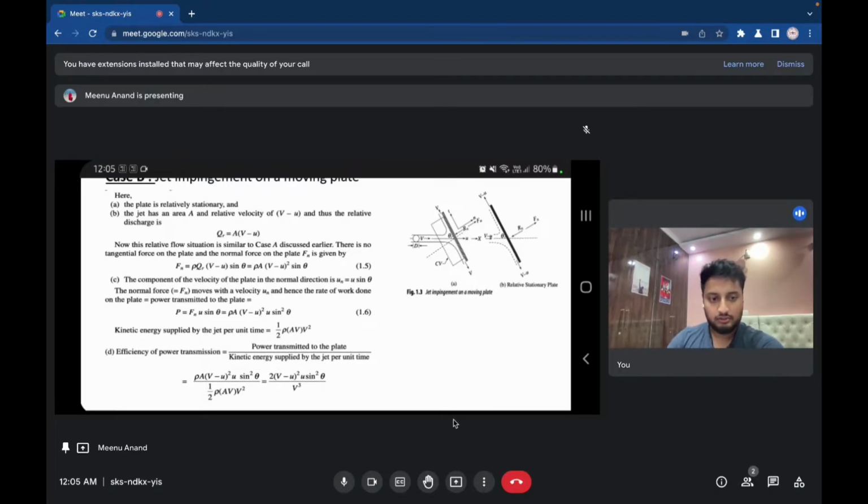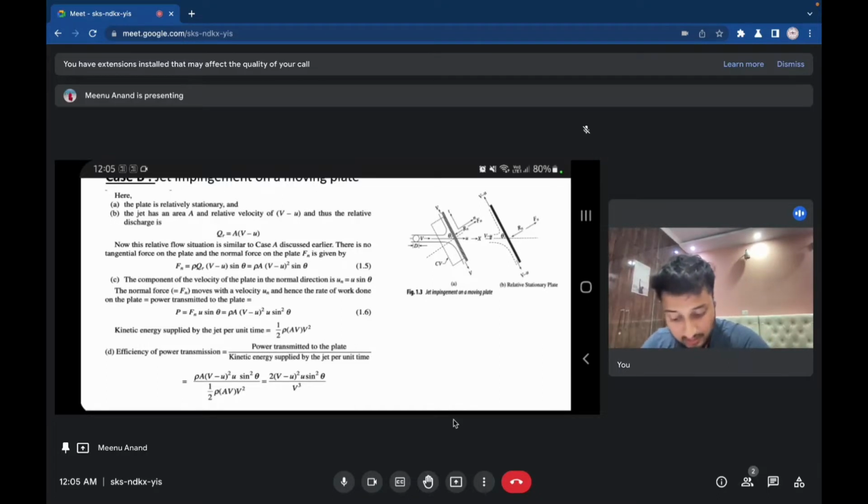Also, the component of the velocity of the plate in the normal direction is un = u sin θ. Now, the normal force Fn moves with the velocity un, and hence the rate of work done on the plate is equal to power transmitted to the plate. P = Fn u sin θ, which is equal to ρ a (v − u)² u sin²θ. Now, the kinetic energy is supplied by the jet.